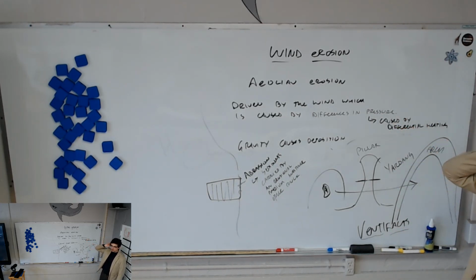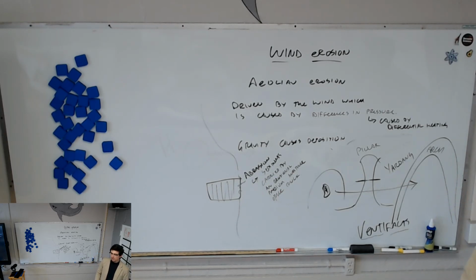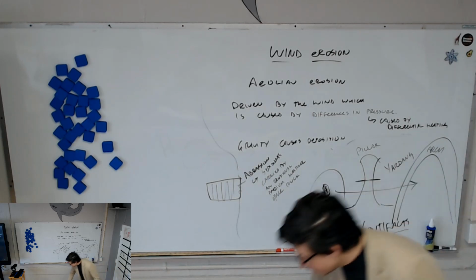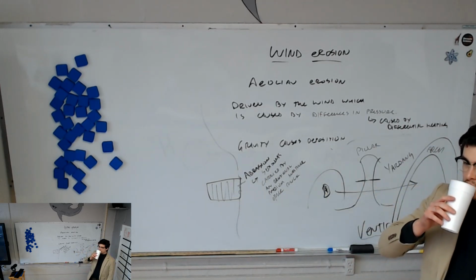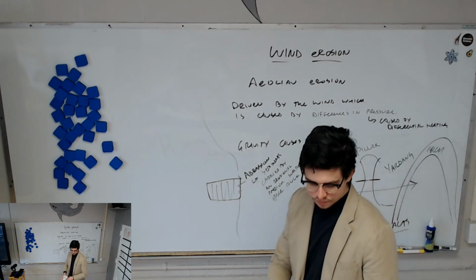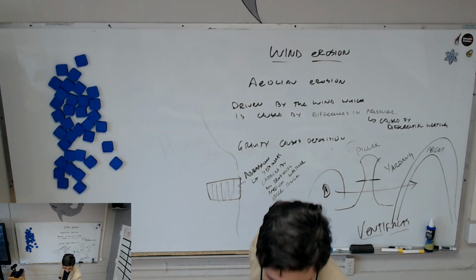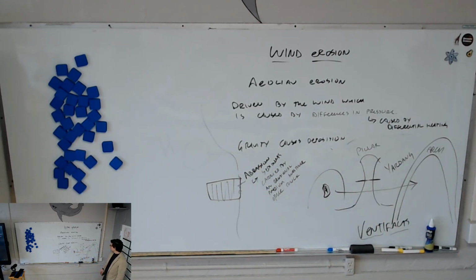Can you think of a landscape feature that's formed by wind deposition? So first of all, what would a wind deposit look like? What kind of sediments would we find in it? Probably sand, maybe smaller sized particles than sand. But what would a wind deposit look like? A dune, yeah.